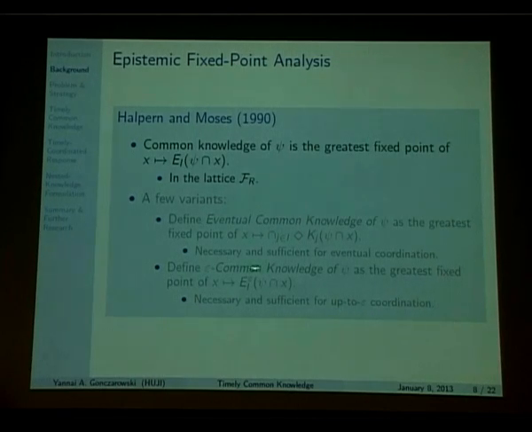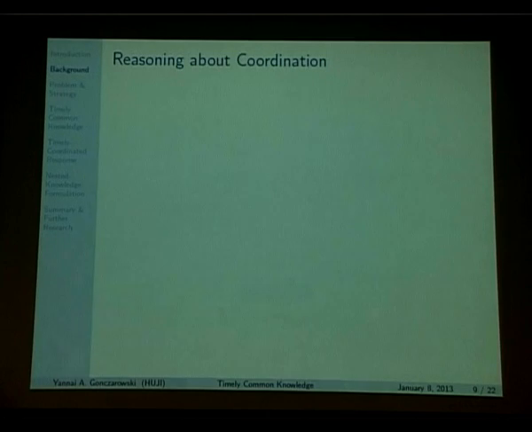And they also defined epsilon common knowledge, which is the fixed point of X maps to "everyone within epsilon time units will know psi and X," and this is necessary and sufficient for up to epsilon coordination. So our goal is to find some kind of definition, possibly a fixed point, that will be necessary and sufficient for the kind of coordination that we want in the car wash problem.